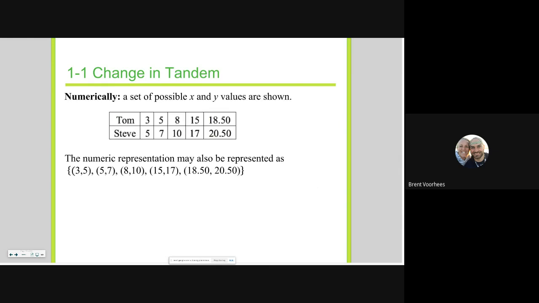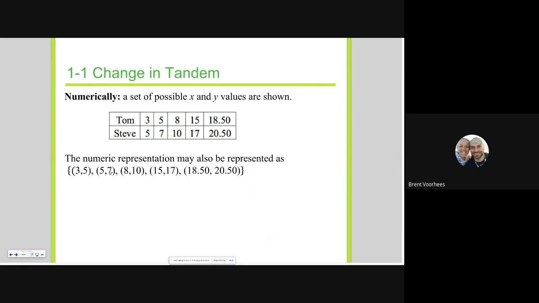All right. Now, numerically is a set of x and y shown often as a table. Notice they just put some examples down there. They said, well, if Tom earns 3, what would Steve get? 5. If Tom earned 5, Steve would get 7. 8 would receive 10, 15, and so on.